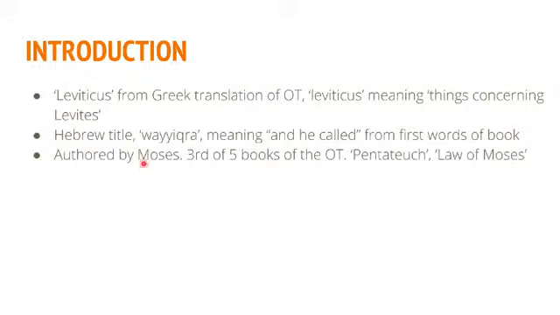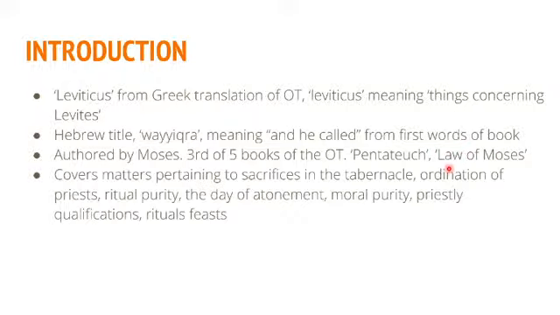So it's authored by Moses, right? It's the third of the 5 books of the Old Testament which we call the Pentateuch, or the Law of Moses. When I say the 5 books of the Old Testament, not the entire Old Testament, obviously we know it has a lot more books than that. But the 5 that were written by Moses are called the Pentateuch. Pent, obviously, being 5, from where we get pentagon, pentagram, a 5-sided shape. So the Pentateuch was the 5 books of the Old Testament, which are also called the Law of Moses.